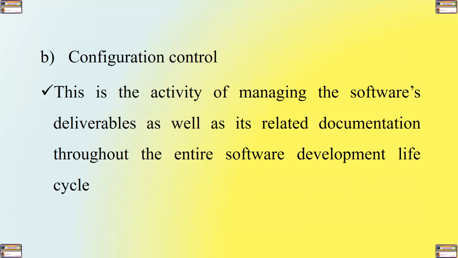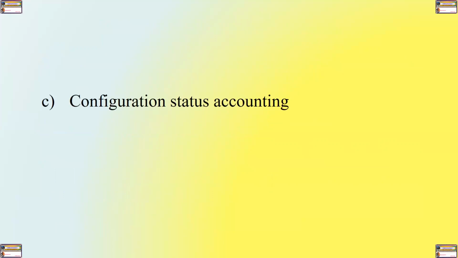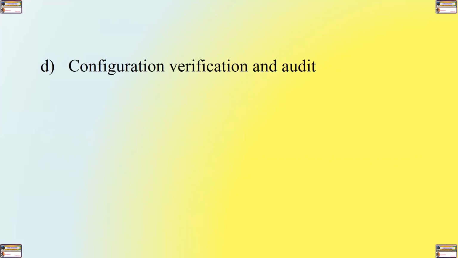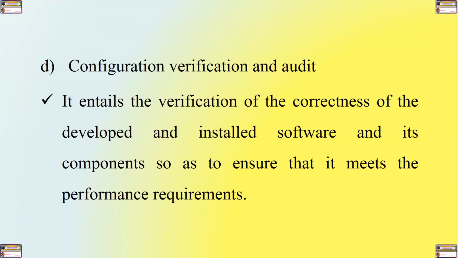This is the activity of managing the software's deliverables as well as its related documentation throughout the entire software development lifecycle. Number three is configuration status accounting. It entails the process of recording and reporting all the changes to the configuration items. Number four is configuration verification and audit. It entails the verification of the correctness of the developed and installed software and its components so as to ensure that it meets the performance requirements.